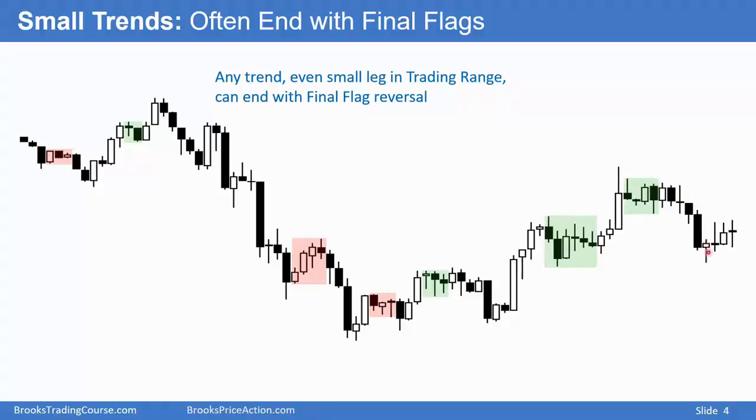We have a reversal down, or at least an attempt at a reversal down here. Also here, we have a couple legs down, 1 pullback, 2. This bar went above the high of that bar. The bull trend tried to resume. This is also a final bull flag before we got a reversal.